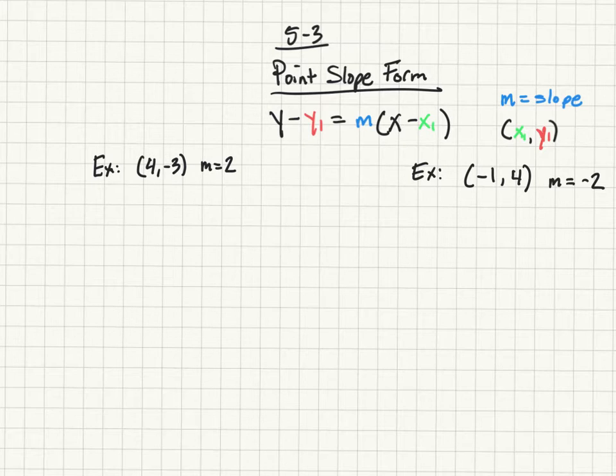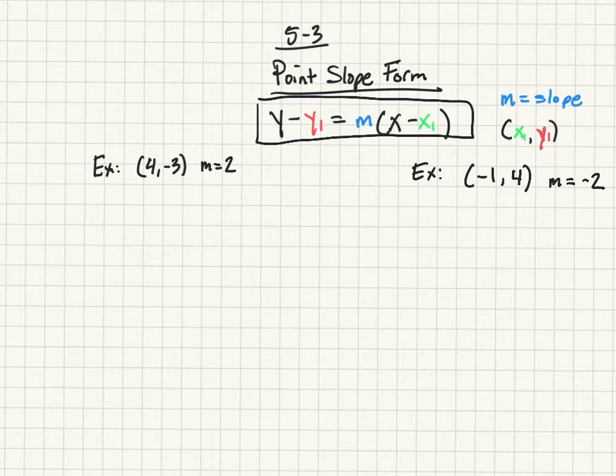Point slope form is just another equation with slope intercept form. It's just a little different. So I have it right here. y minus y1 equals m parentheses x minus x1, and then m is the slope, and then the point we're going to use is going to be x1, y1.